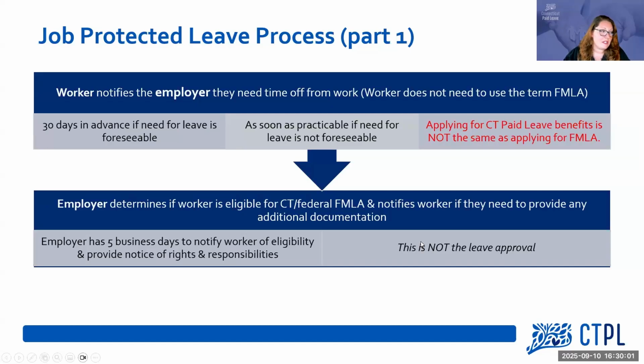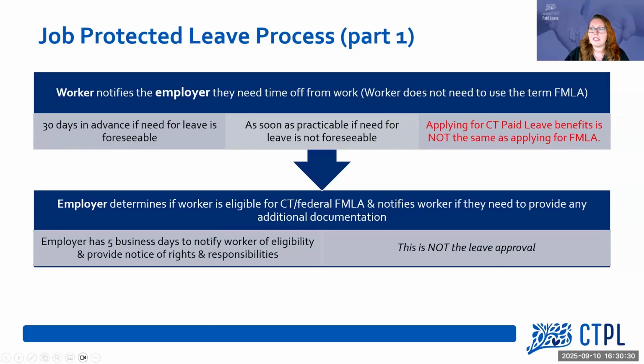So this next piece is just a quick walkthrough of how the job protected leave process works. The worker notifies the employer that they need time off from work. You don't need to use the term FMLA. It should basically be implied. Give 30 days in advance if the need for leave is foreseeable, or as soon as practical if the need for leave is not foreseeable. And again, applying for CT paid leave benefits is not the same as applying for FMLA.